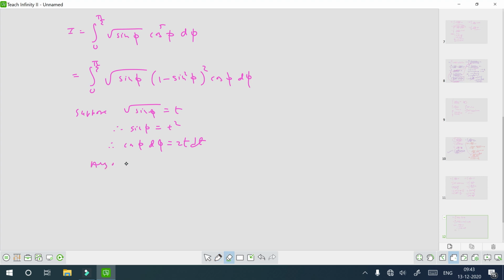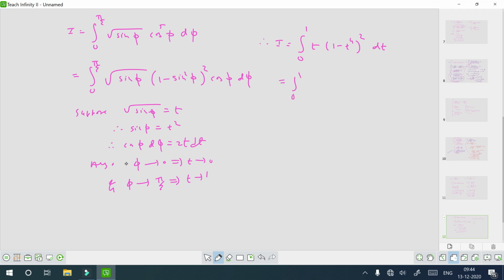Also, phi tends to 0 implies t tends to 0. And phi tends to pi by 2 implies t tends to 1. Sin pi by 2 is 1. So what is I? I is equal to 0 to 1, this is t. Under root, sin phi is equal to t. So sin square is equal to t raised to 4, whole square, into cos phi d phi is equal to dt. Agree with me? Yes.